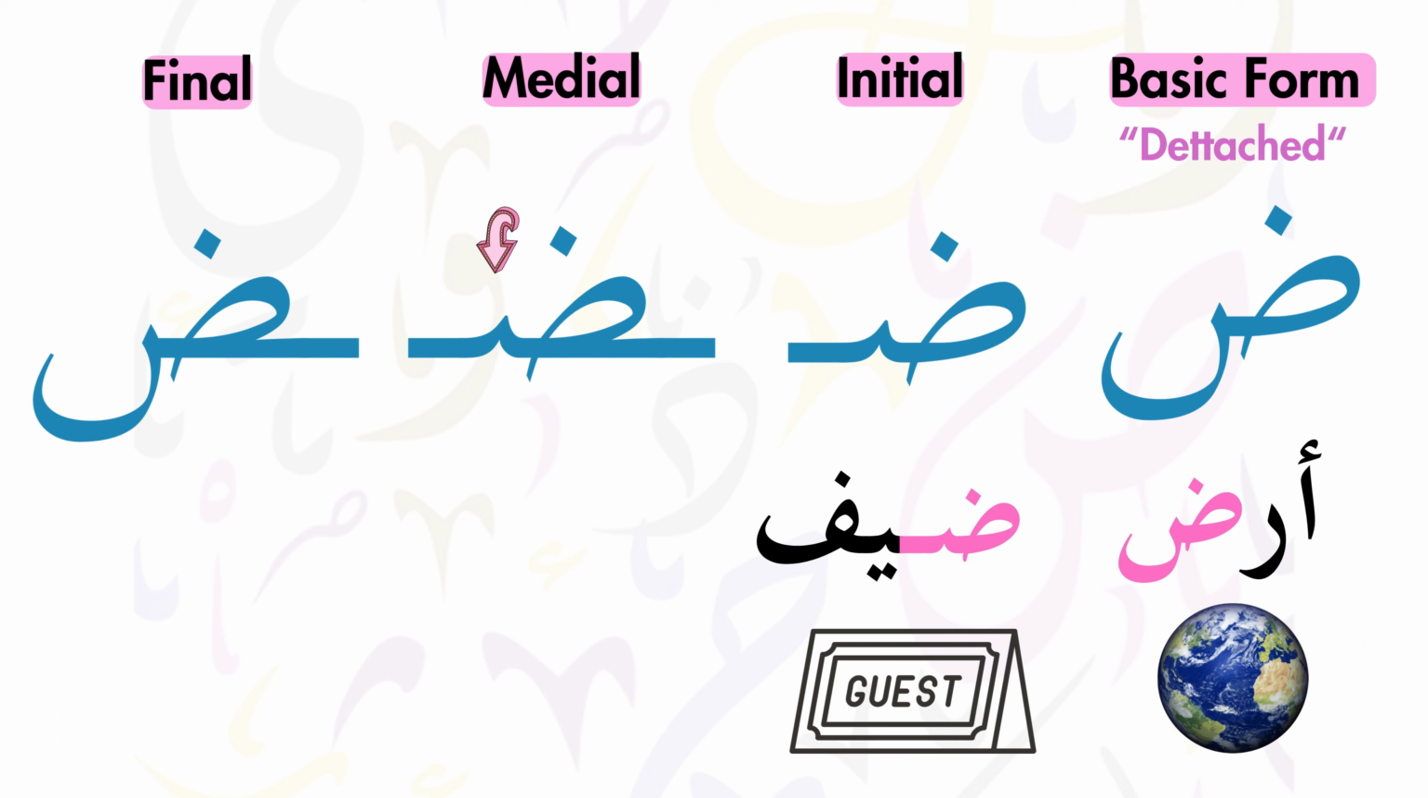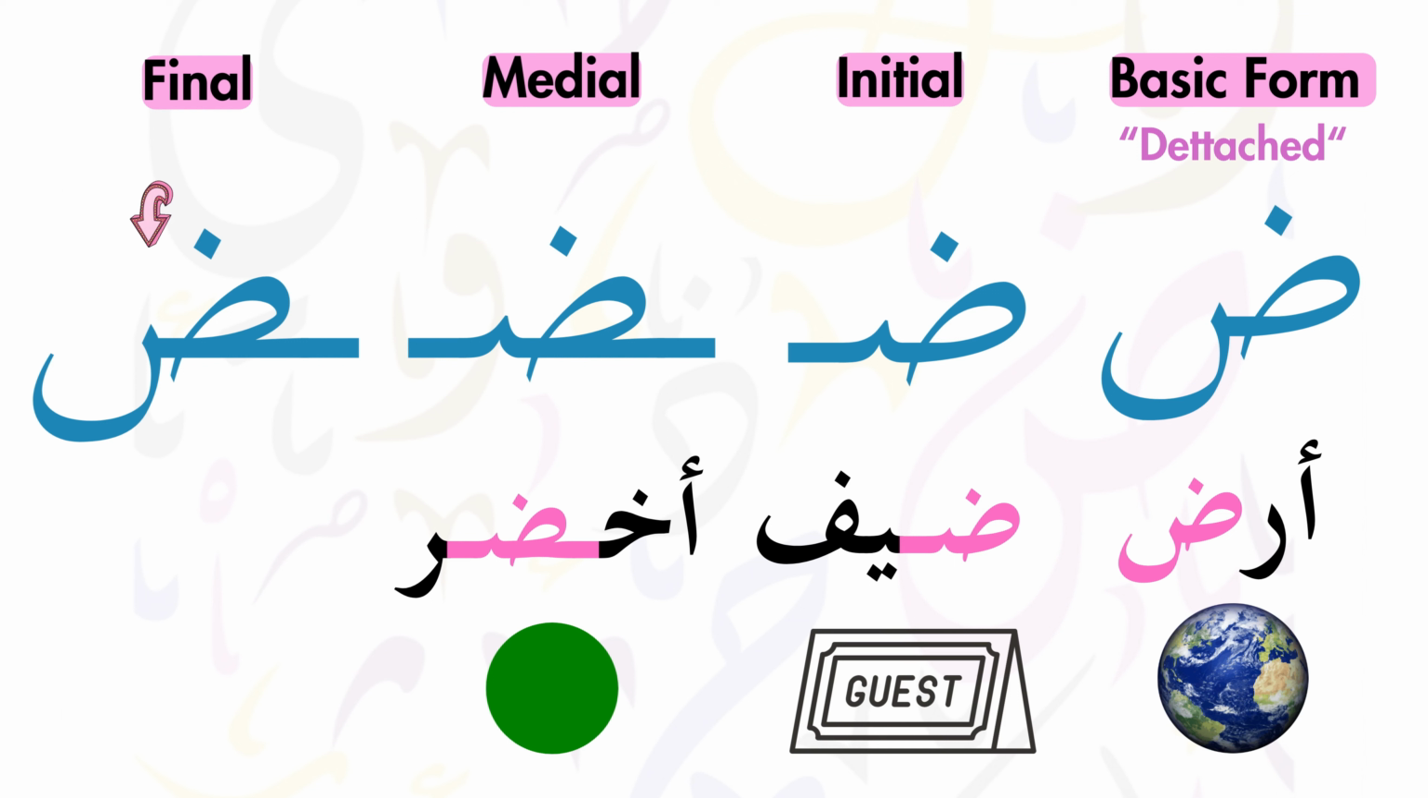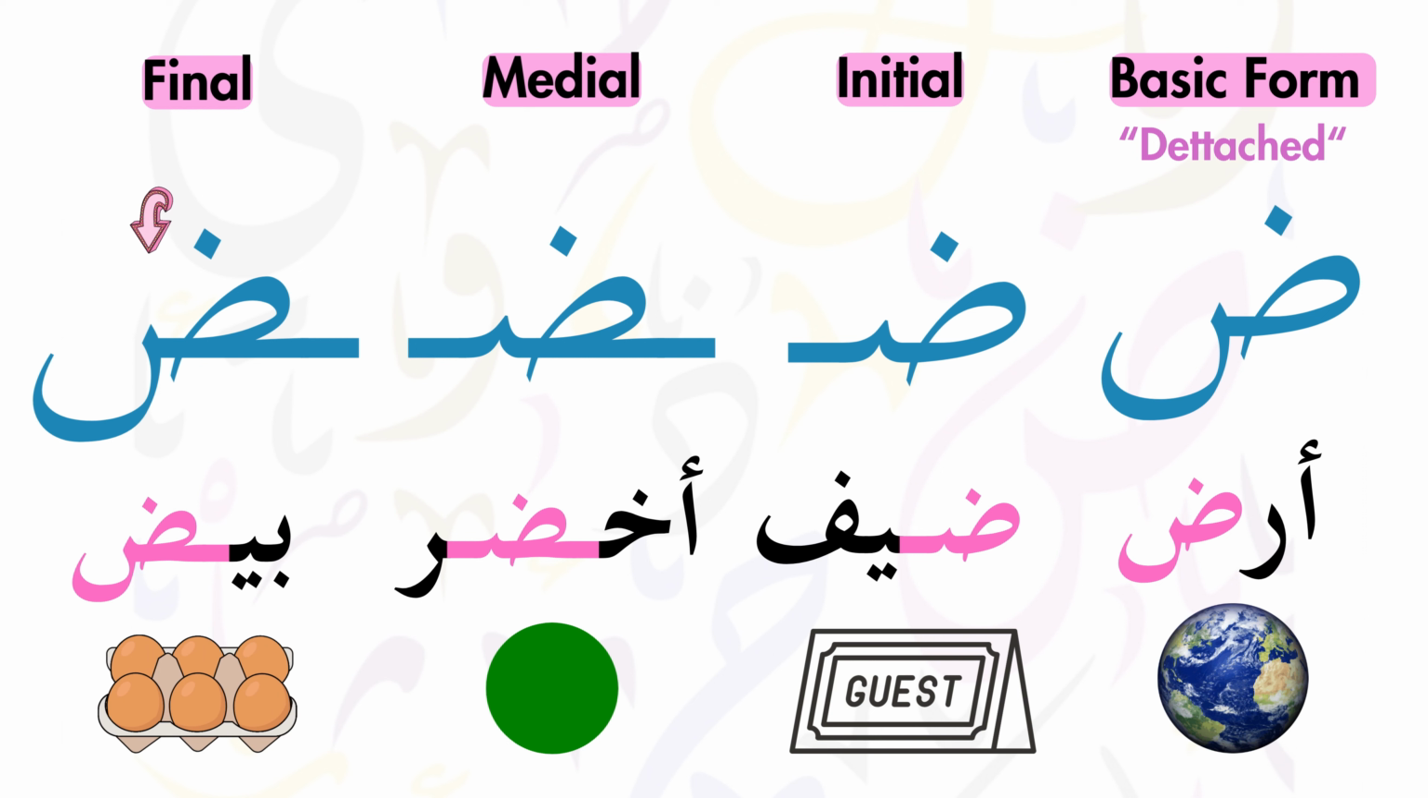Then the medial form, it has 2 hands from right and left, like in the word أخضر, which means green. The final form of the letter ضاد is like the basic form, but it has one hand from the right in order to be connected to the previous letters, like in the word بيض, which means egg.